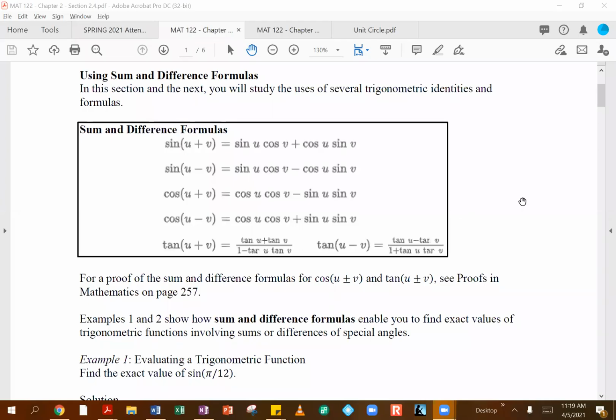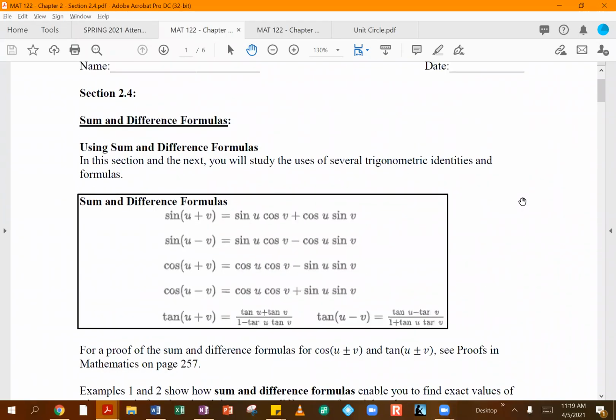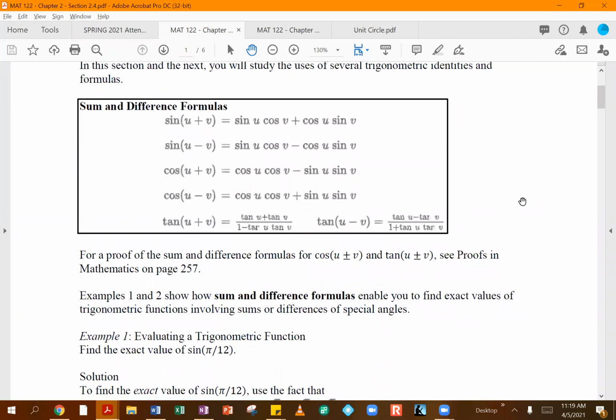So we had just started talking about section 2.4, where we are introducing these sum and difference formulas. Basically the idea is, if you want to simplify an angle that is not a standard angle, so it's not part of the unit circle, then we can use the sum and difference formulas to break it down into two known angles from our unit circle, which we can use to figure out the value of our function at that angle.